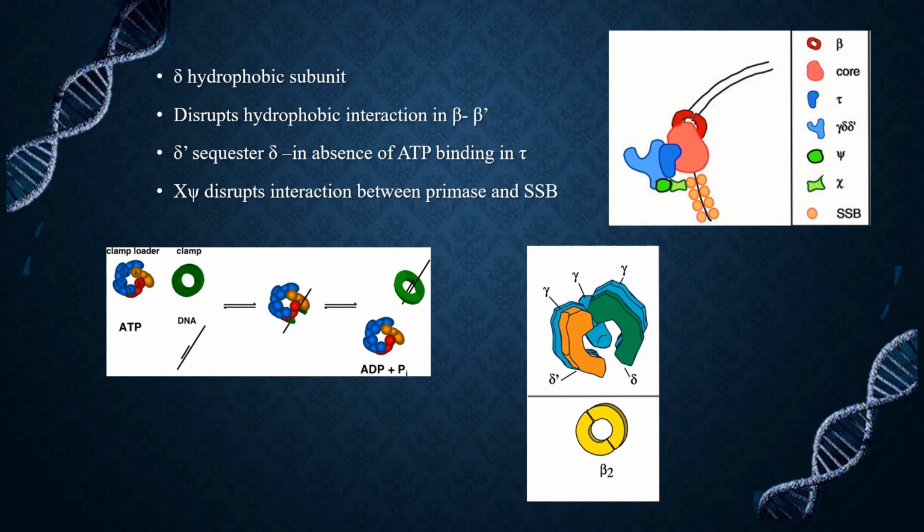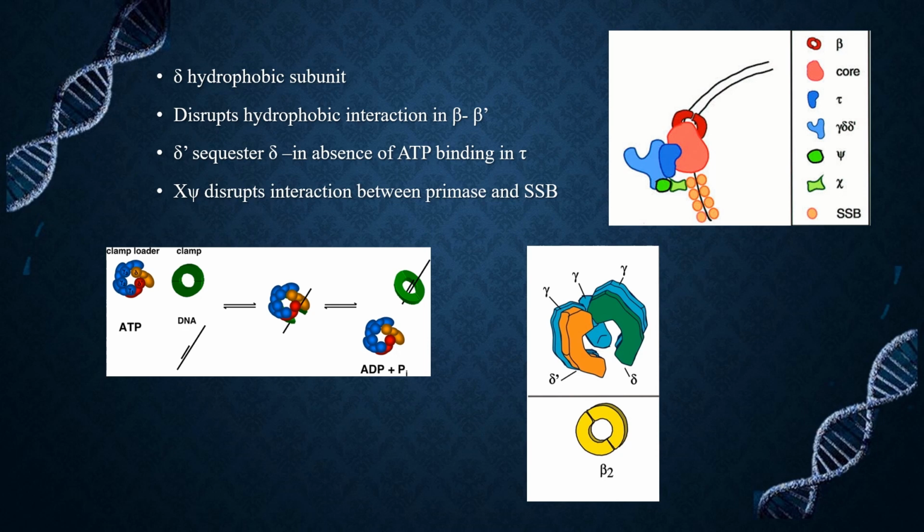Delta is a hydrophobic subunit that can interact at any of the dimer interfaces in the beta clamp. It disrupts the hydrophobic interaction between beta and beta dash. Their curvature will increase, opening the ring. Delta dash sequesters delta in the absence of ATP binding in tau. Chi and psi destabilize the interaction between primase and SSB proteins and also help in the recruitment of the clamp into the newly synthesized PT junction.